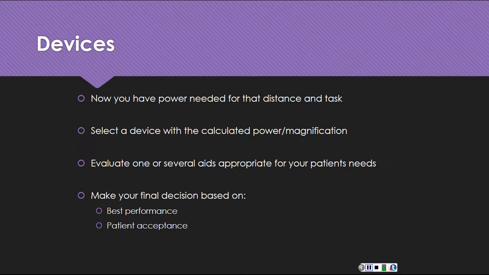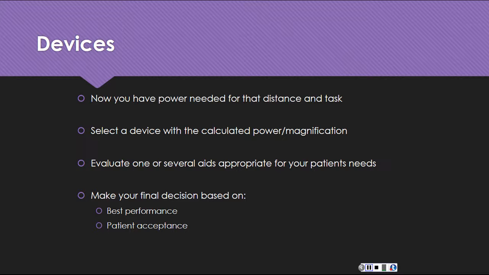So when we look at our devices, we're prescribing our final devices. We're coming down the home stretch. You have the power that's going to be needed for that patient for distance and near. You've calculated your device. It's appropriate. You're going to evaluate that device with your patient. You want to make sure that patient has that device in their hands and they're able to do a task that's going to simulate what their goal would be.